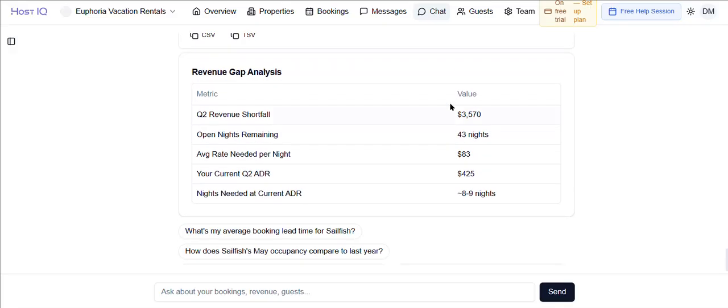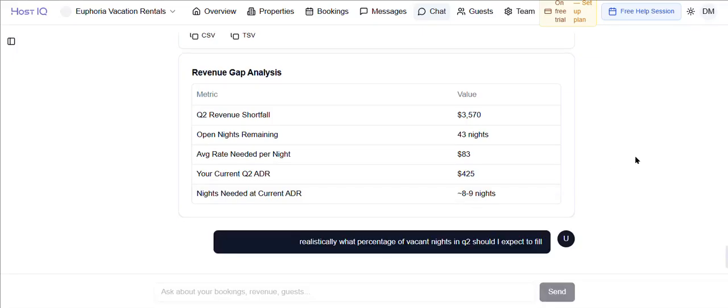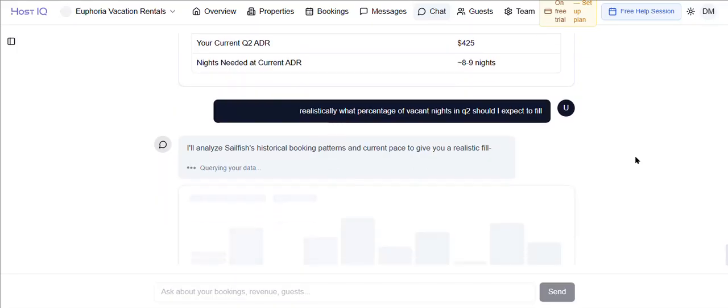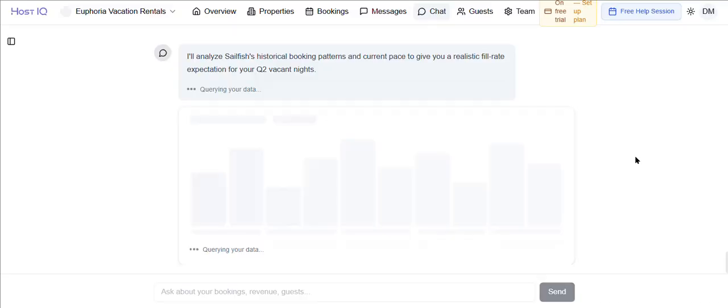My shortfall is 3,500. If I was expecting to fill all of those 43 nights, I would be looking to get $83 a night. So let's be realistic. Realistically, what percentage of vacant nights in Q2 should I expect to fill? And this is going to be interesting because, again, it's going to look at not only my historical data and my trend lines, but my market data and my competitive analysis.